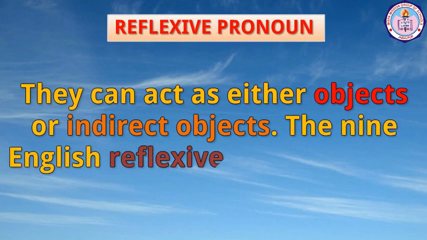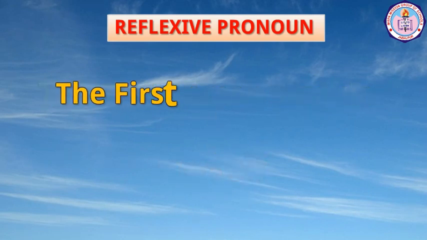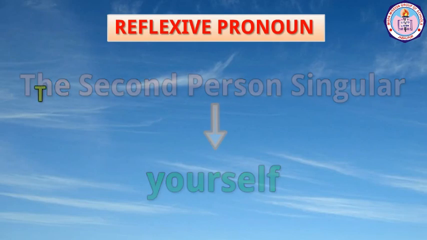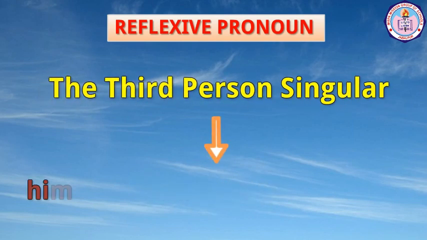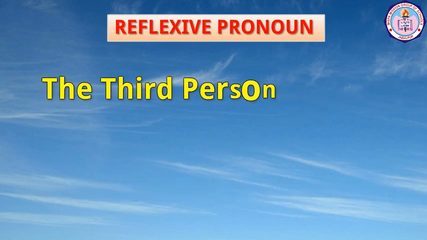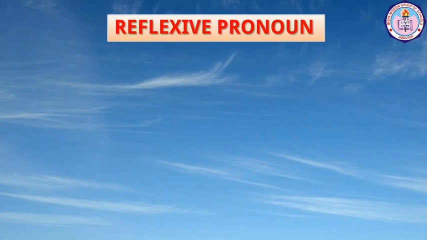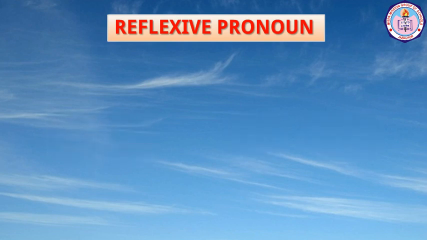The 9 English reflexive pronouns are: for the first person singular, myself; the first person plural, ourselves; the second person singular, yourself; the second person plural, yourselves; the third person singular, himself, herself, itself, oneself; and the third person plural, themselves. For all these reflexive pronouns, only one word is used in Hindi and Malayalam: Swayam, Khud, Swayam, Tanatan. Let us see some examples for each reflexive pronoun.